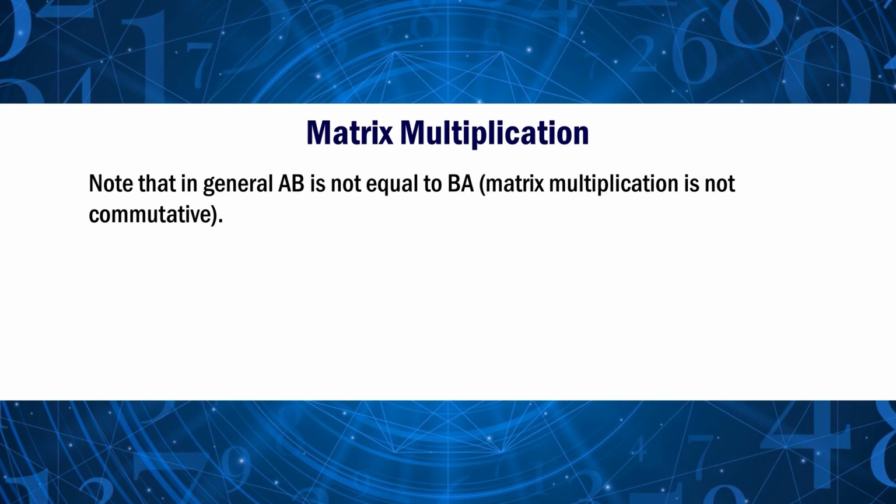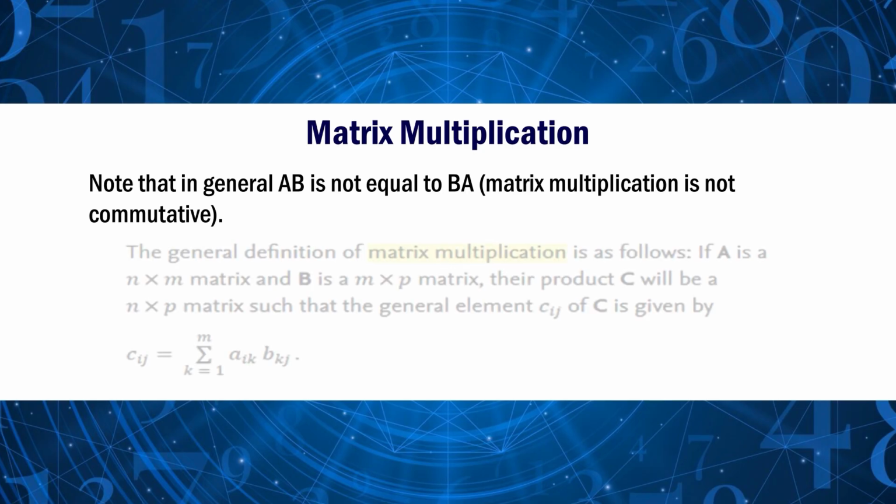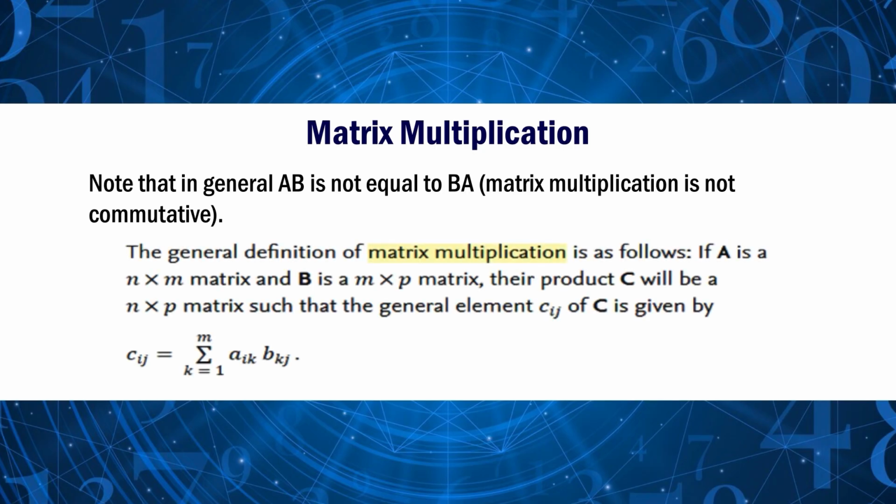And you already know that A into B and B into A are different things. So note that in general AB is not equal to BA. Matrix multiplication is not commutative. This is a very important property and it is generally asked in many examinations. So the general definition of matrix multiplication is as follows.